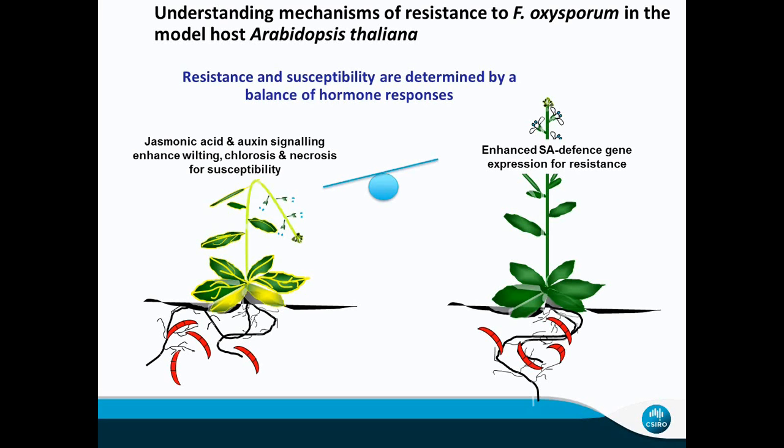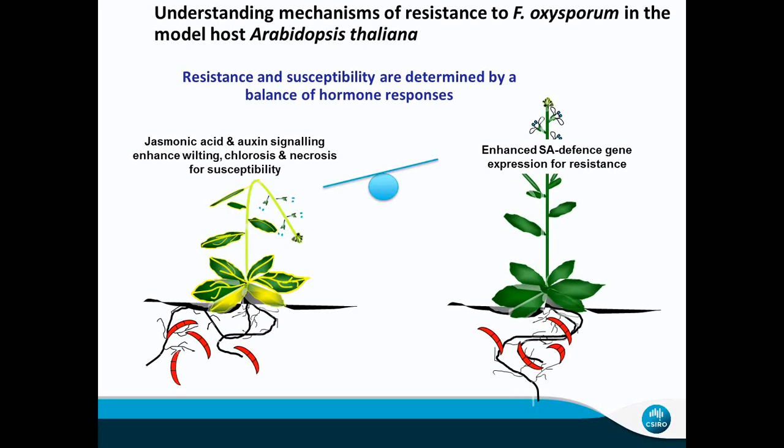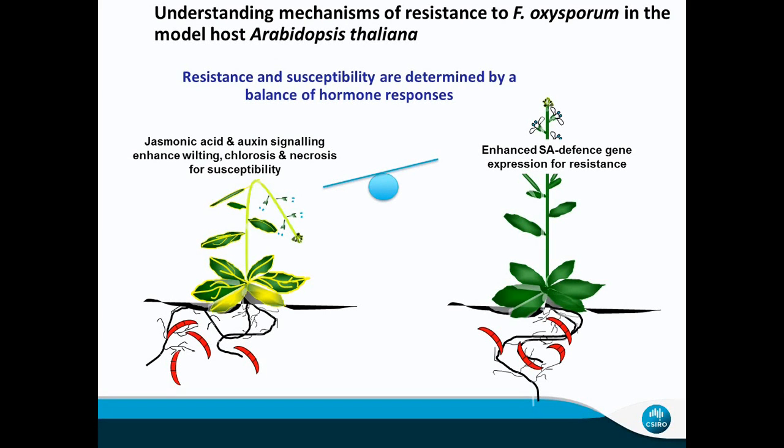Basically, the SA pathway is another important pathway that seems to contribute to the resistance of Arabidopsis to Fusarium oxysporum. But jasmonic acid and auxin signaling seem to contribute to the susceptibility side. So the interaction between Arabidopsis and Fusarium seems to be a balance of different plant hormones. Depending on the direction, you get either susceptibility or resistance.